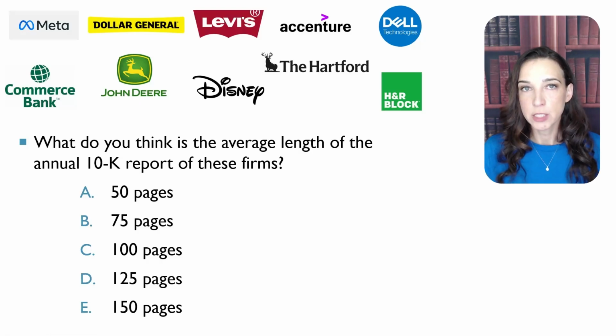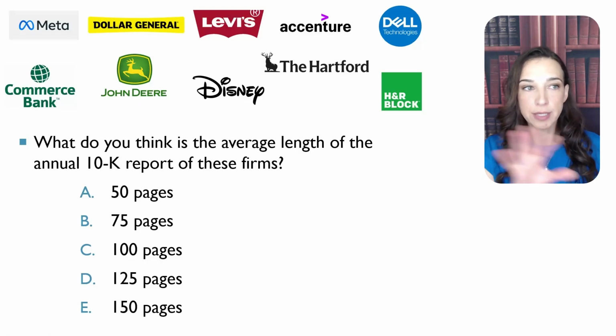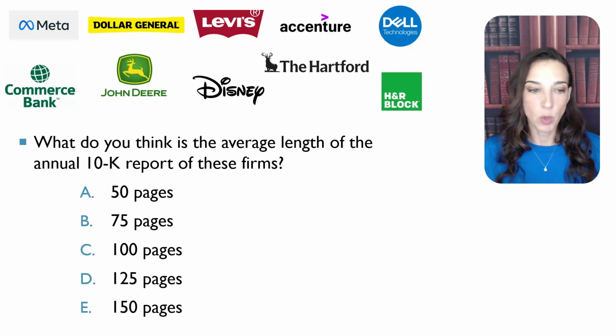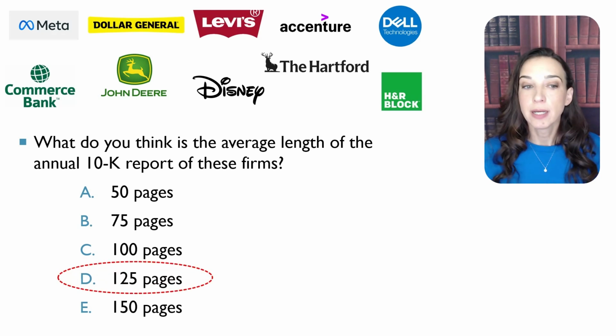Okay. So if I asked you to think about these 10 companies, very familiar to everybody in the US, what do you think the average length of the 10K report of these firms is? The most recent one. Is it 50 pages, 70, 100, 125, or 150? The answer is 125 pages. On average, this is a pretty lengthy document.